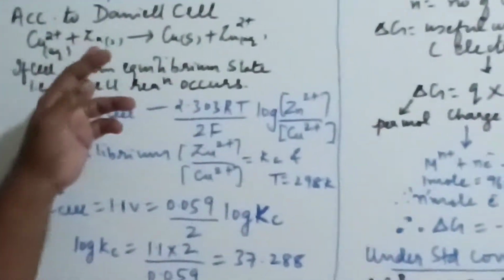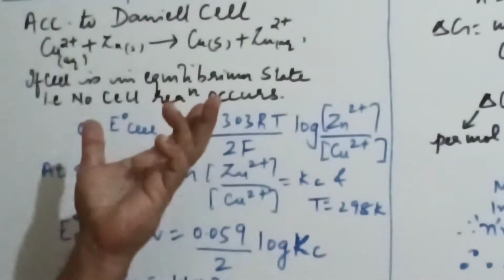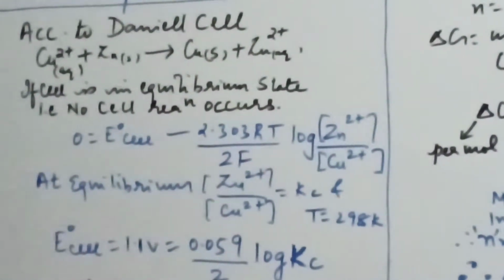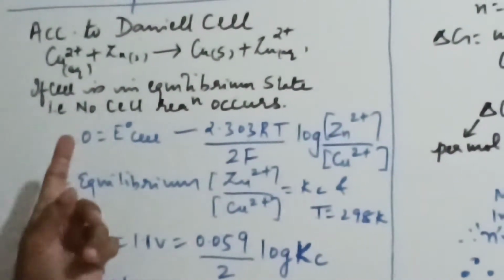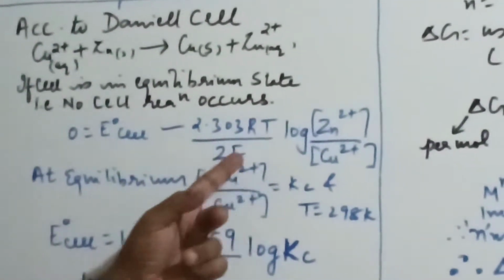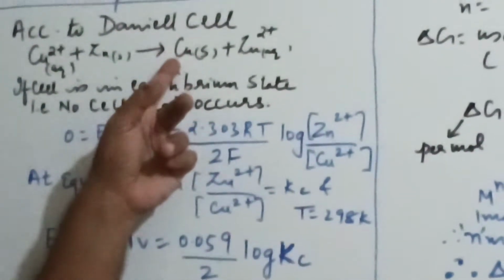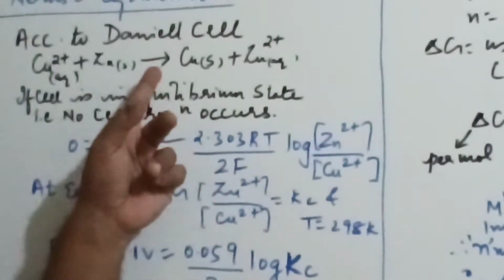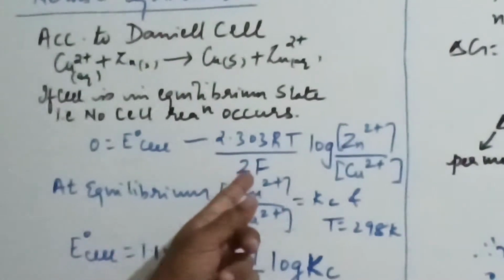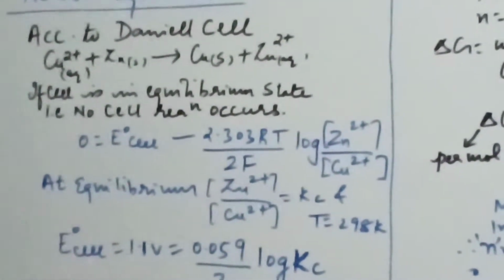Here, according to Daniell cell this is the reaction, but if you consider this particular cell is in equilibrium state, naturally no cell reaction will occur. So in the Nernst equation, E cell will become 0, that is equal to E° cell minus 2.303 RT by 2F log of Zn2+ divided by Cu2+. This comes from the equation. Now this 2F I am writing because the number of electrons exchanged in this reaction is 2. So naturally n equals 2. So I am substituting here 2 into F, that is Faraday's constant.